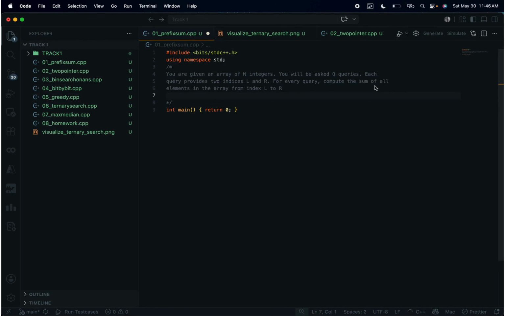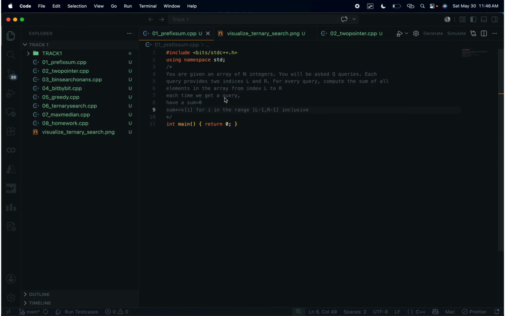Trivially, what you would think of is, each time we get a query, have a sum equal to 0, and for each element from I equal to L minus 1 to R minus 1, just do sum plus equal to V of I, for I in the range L minus 1 to R minus 1 inclusive. So basically in questions which mention index, these indices are usually taken to be one indexed. So this is why I've done L minus 1 and R minus 1 here.